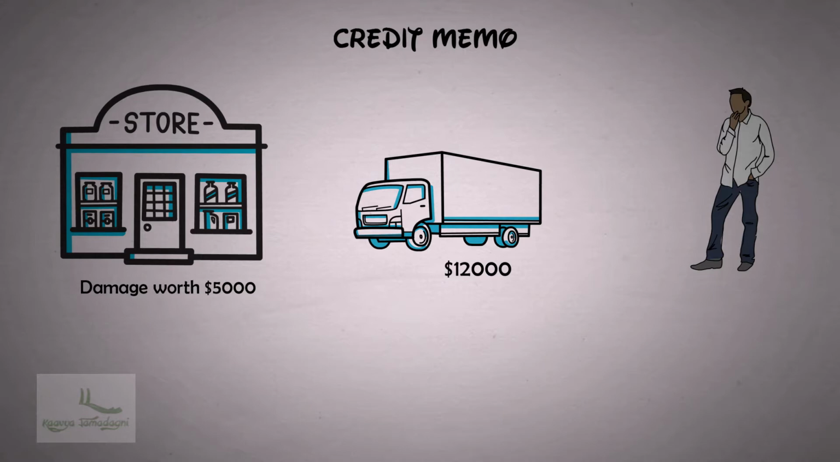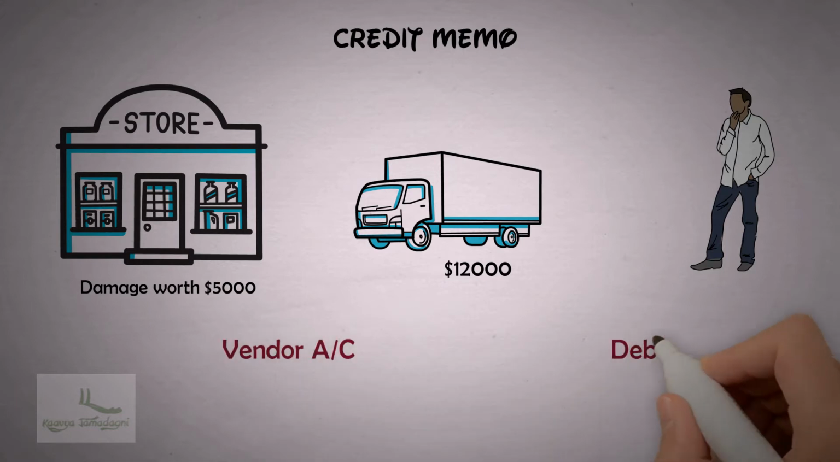To fulfill this kind of process, we use the credit memo process in SAP. And this credit memo will be raised by the company for the amount equal to the amount owed by the vendor due to damages. The journal entries for this scenario will be vendor account debit and purchase account credit.